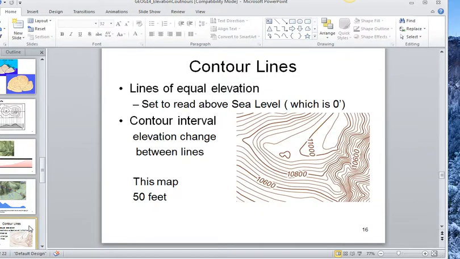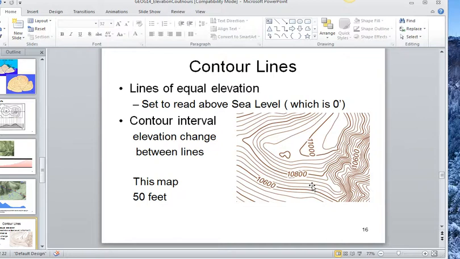Specifically, you need to remember that contour lines show lines of equal elevation, and they are complete circles. So even though the map doesn't show the extent of this 11,000 foot contour, if I were to continue on the next map, that would continue also. So the contour interval is that change, and for this map, between 10,600 feet and 10,800 feet, each of those lines is 50 feet in elevation.